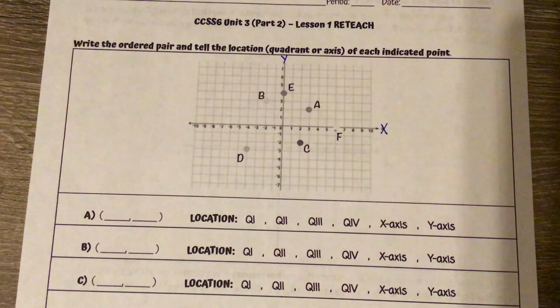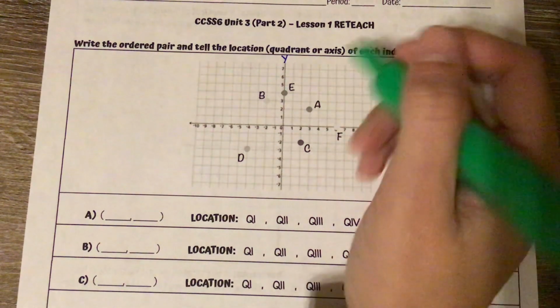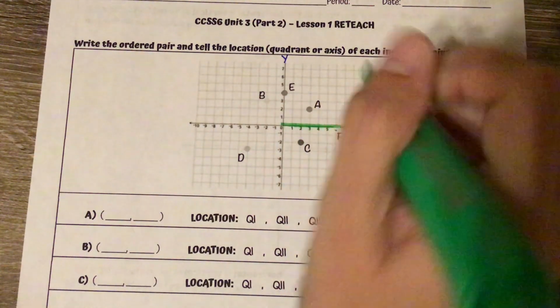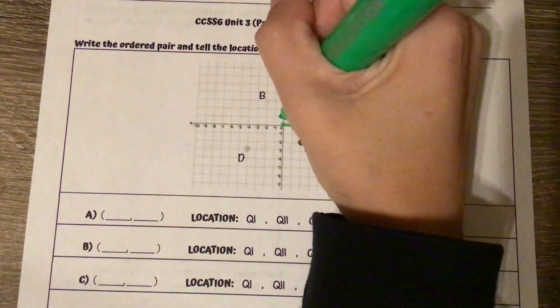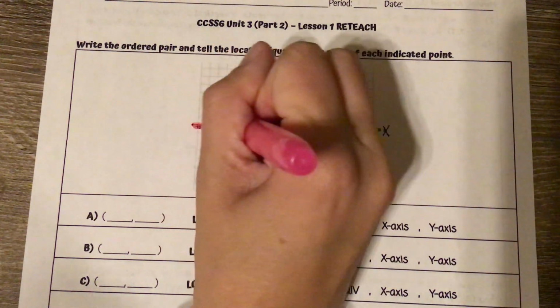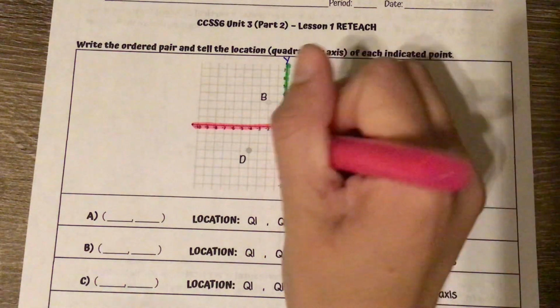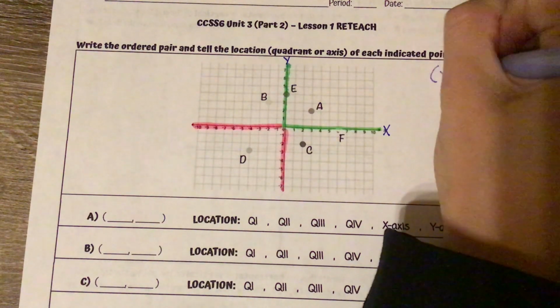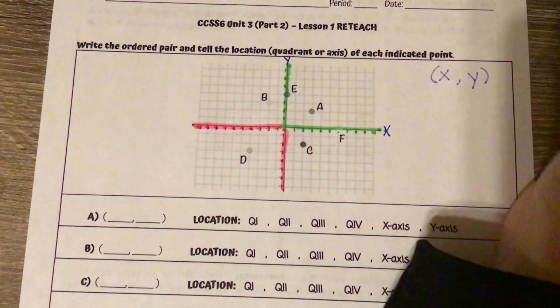If you would like to help yourself a little bit here, you can note that as you move to the right on the x-axis, your values are positive, or on the y-axis, as you move up, your values are positive. Versus, as you move to the left on the x-axis, your values are negative, or as you move down, your values go negative. So, remember for ordered pairs, it goes alphabetically, x, comma, y.